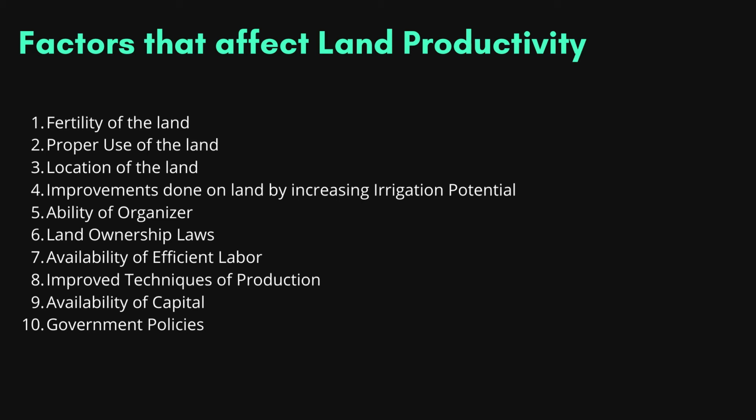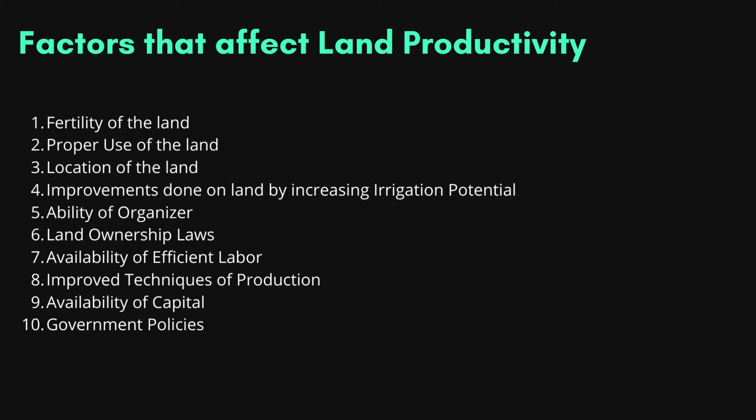So the eighth factor is the improved techniques of production. New inventions and modern and scientific methods of production, such as using high-yielding varieties of seeds or manure, have actually increased the productivity of land. The ninth factor is the availability of capital. Capital is a fundamental factor that affects the productivity of land. The productivity of land can be maximized with the help of improved seeds, chemical fertilizers, and machines. To fulfill all of these requirements, sufficient capital should be available.